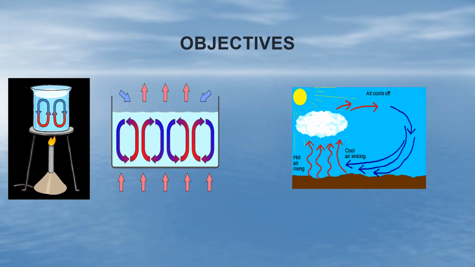Here you can see in gas, hot air rising, cool air sinking. Hot air moves from down to up. The cool air from above comes down and occupies the space. So there is a circular movement of molecules. This is what is called a convection current.